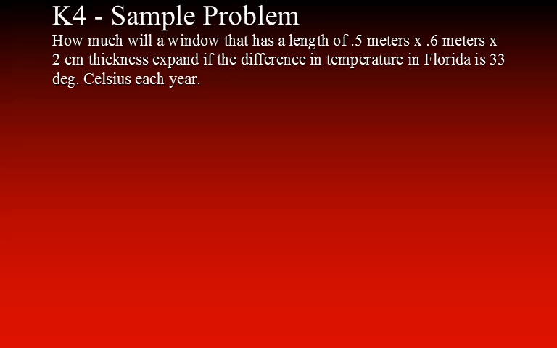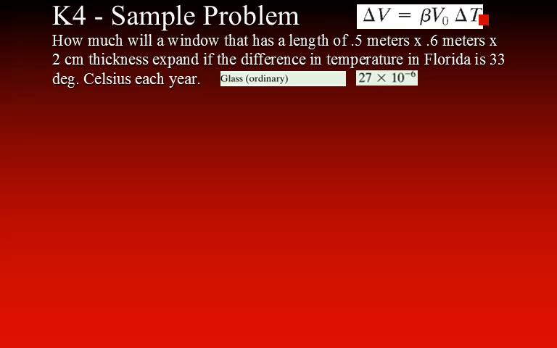So let's take a look at this situation with K4. How much will a window that has a length of 0.5 meters by 0.6 meters by 2 centimeters thickness expand if in Florida the temperature ranges from 0 degrees Celsius all the way up to 33? Go ahead and pause the clip and see what the volume change could be, and when you're ready to check, you can hit play to continue.